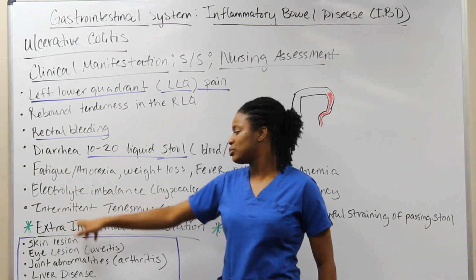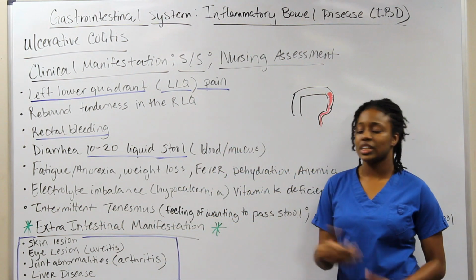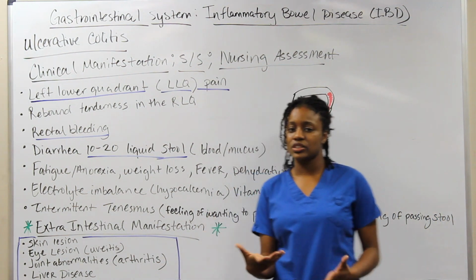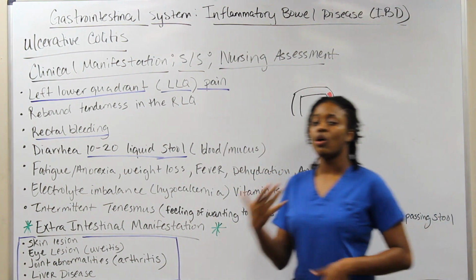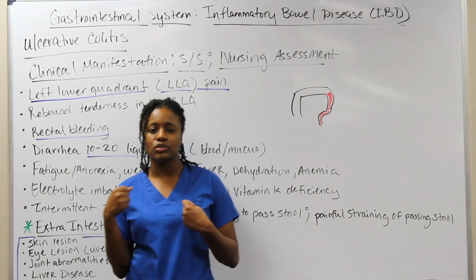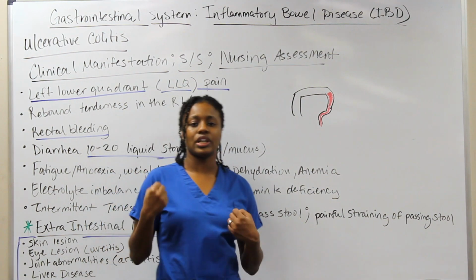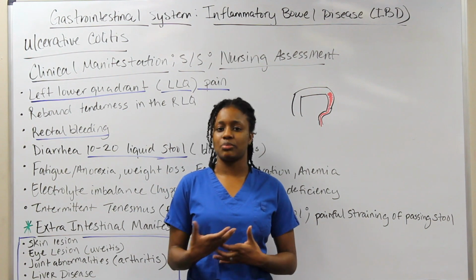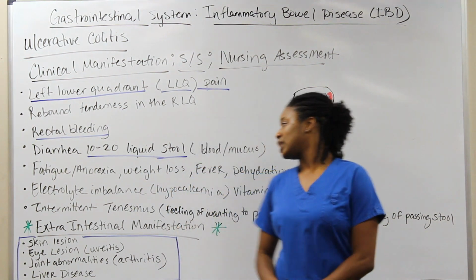And then you're going to have intermittent tenesmus, which is pretty much the feeling of wanting to pass stool and may not be able to pass stool, or the straining of passing the stool. So it's a painful strain of passing stool, or the desire to pass the stool and you're not able to pass the stool, okay? So that is what tenesmus is.